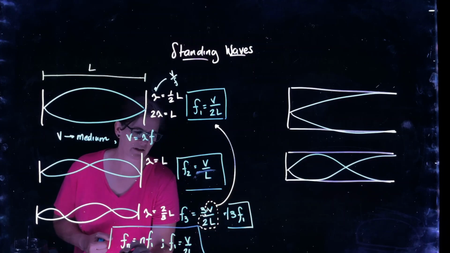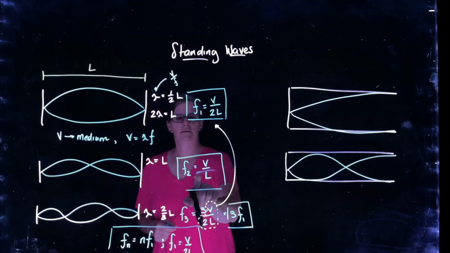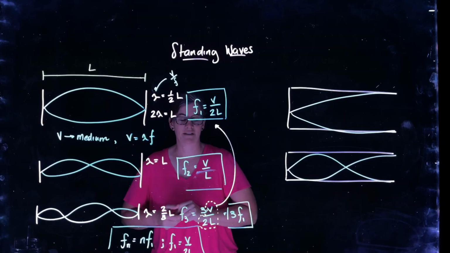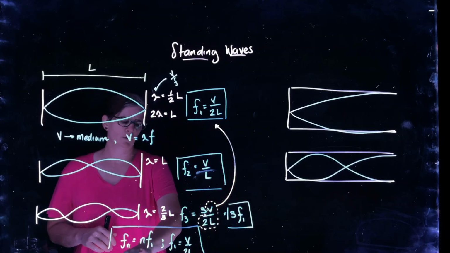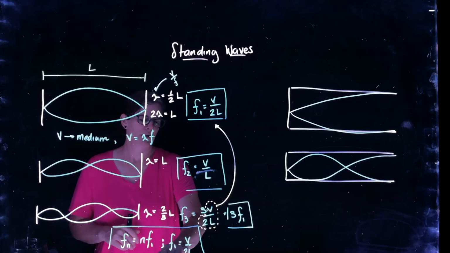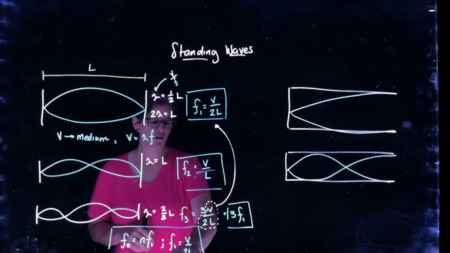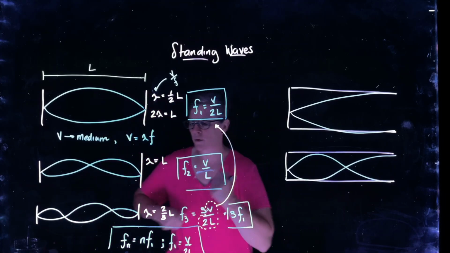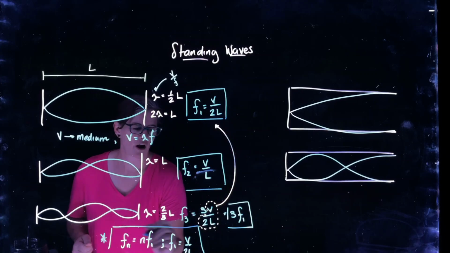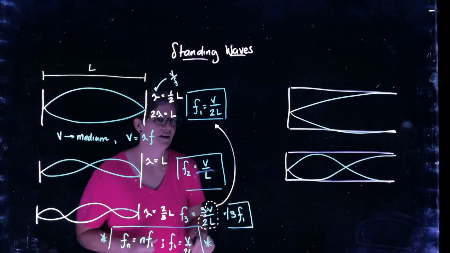Now, does that work for the frequency of the second harmonic, this generic relationship? Well, 2 times the frequency of the first harmonic, where the first harmonic is V over 2L, gives me V over L. So yes, it does. So this is our generic equation for the harmonics of a wave on a string.